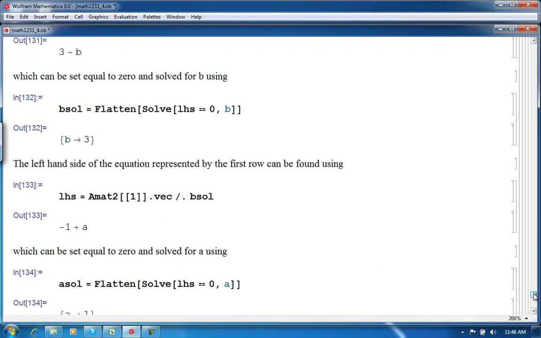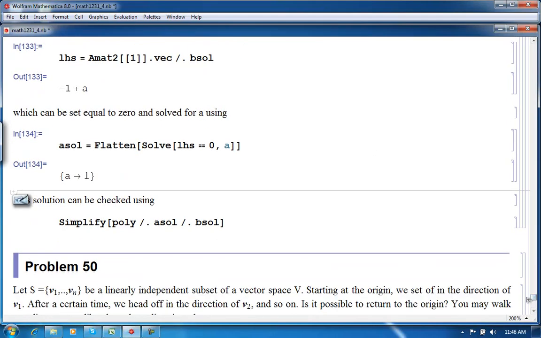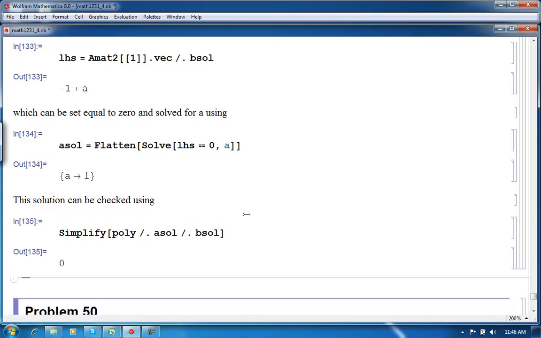And now we can check that we've got the right answer by simply taking the polynomial that we started with and then substituting, in other words, the linear combination of the first 2 minus the third polynomial, and then insert the values of a and b that we've found, and the result should be 0, which it is. So that's the end of that problem.